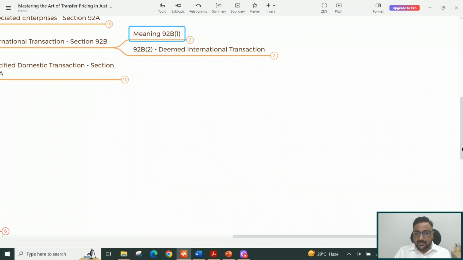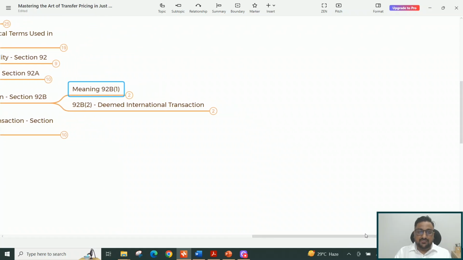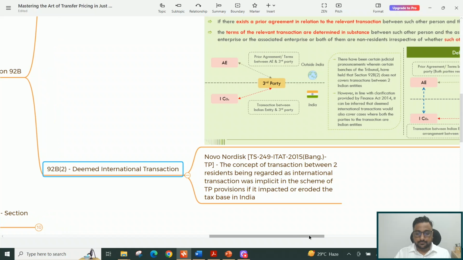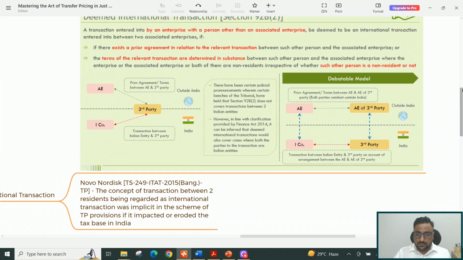So guys, 92B2 deals with deemed international transactions. So if there is a question that, okay, there has not been a transaction under 92B1, that is between associated enterprises, there could still be transactions, a different category of transaction, under 92B2. I'll just open that part as well. Now, if you see here, just a second, okay, yeah.